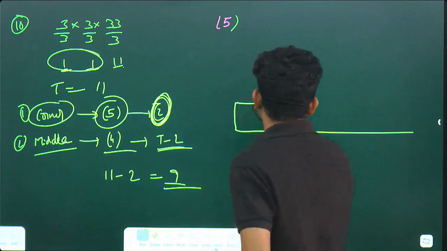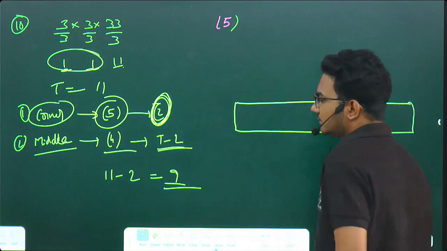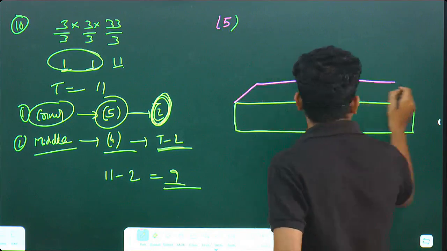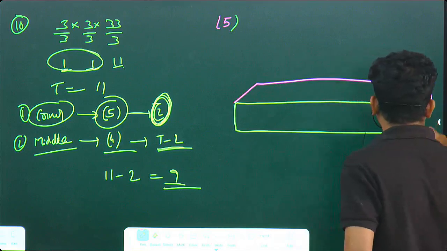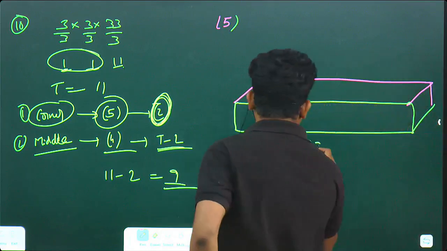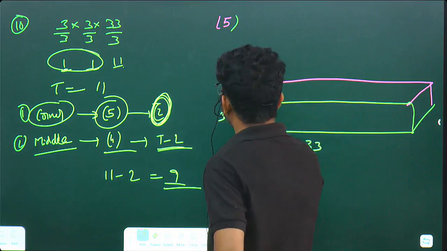Okay. So I have got the figure like this, and this one is 3. Now I got the figure like this. Now this is 33, this is 3 and this is 3.